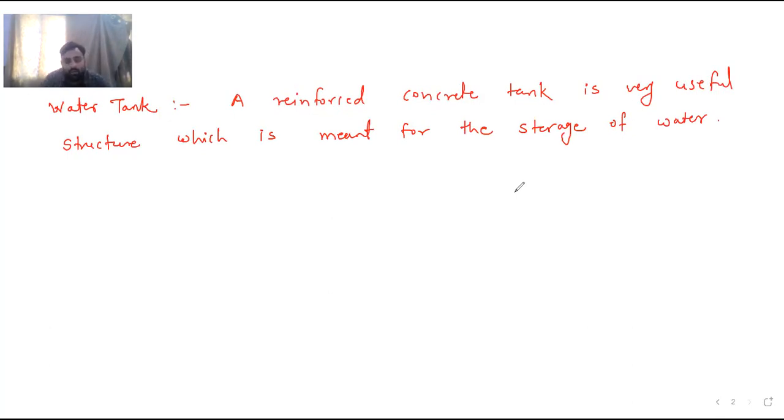But in the water tank, you should know this thing, that the water tank is basically rectangular or circular. We will consider it as a base slab on which the wall is resting. Suppose this is the base slab, and on this base slab, this side wall is resting, and this side wall is resting. In this way, we are going to design the water tank, whether its cross section is rectangular or circular, it doesn't matter.